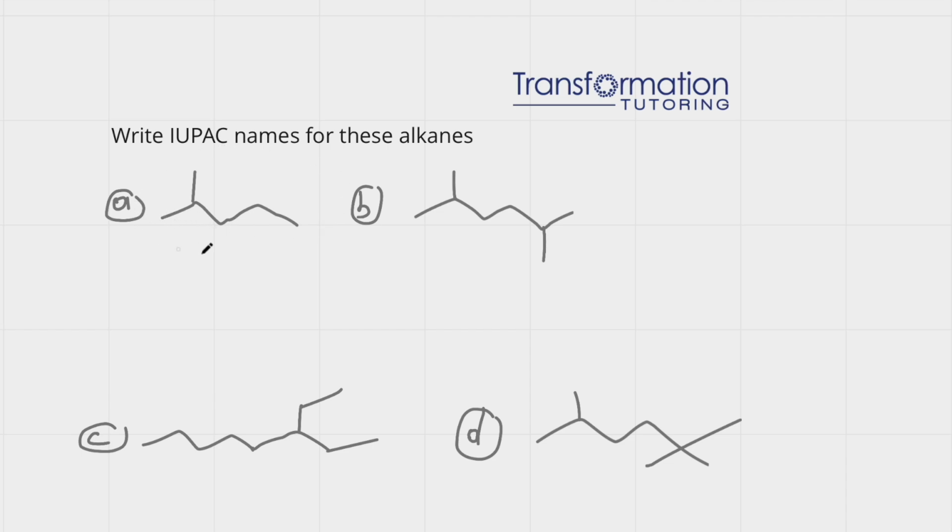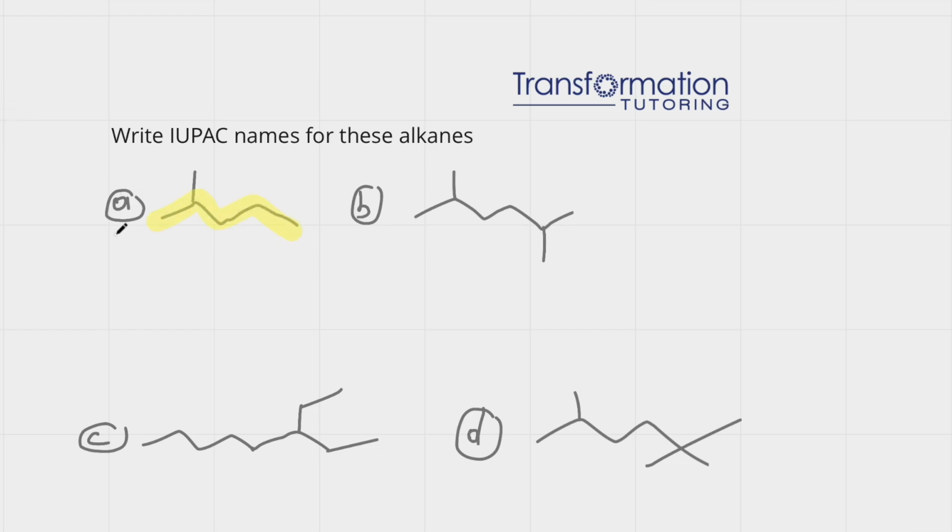So for example, in this molecule, what kind of chains can we look at? If I go this way, it's 1, 2, 3. I could also go this way, 1, 2, 3, 4, 5. So this is the longest continuous chain. Let's go ahead and highlight it.